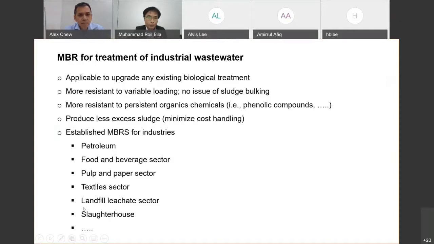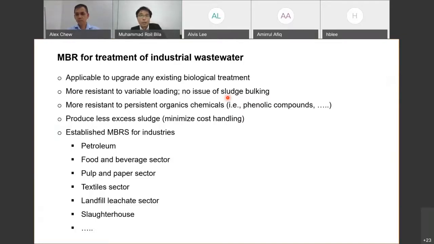MBR is very good in avoiding the issue related to sludge bulking. So basically MBR says that I don't care what happens to the microbe, you bulk, you don't bulk, you all will be separated. No problem.